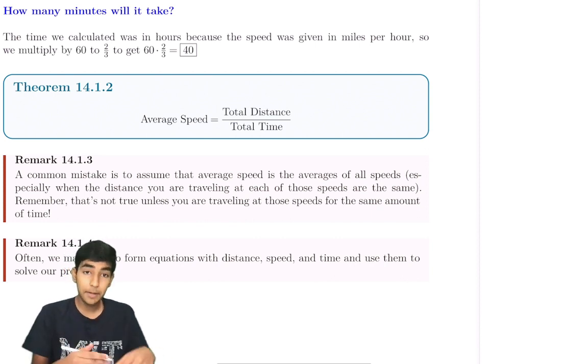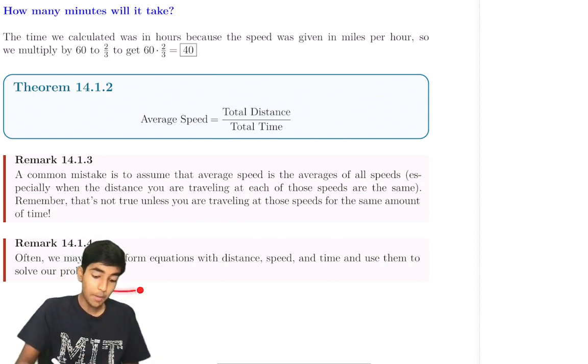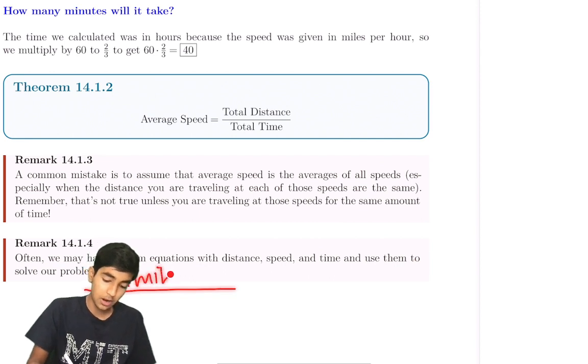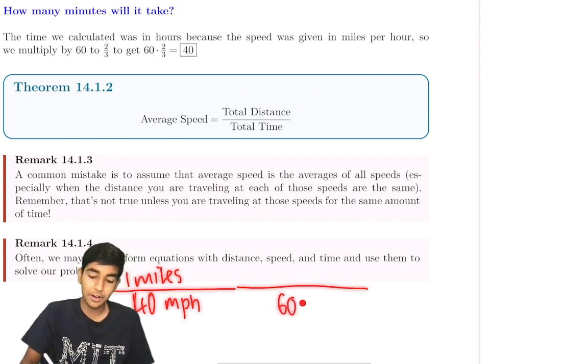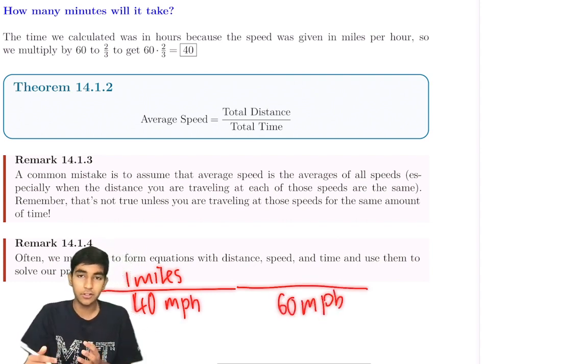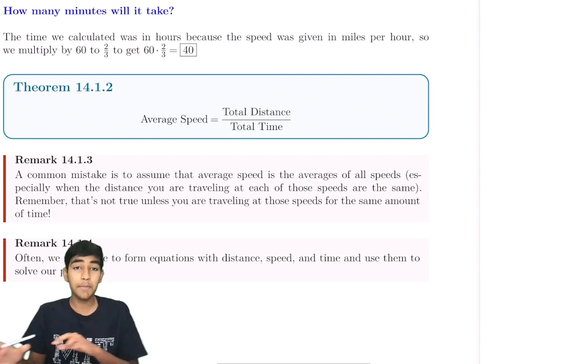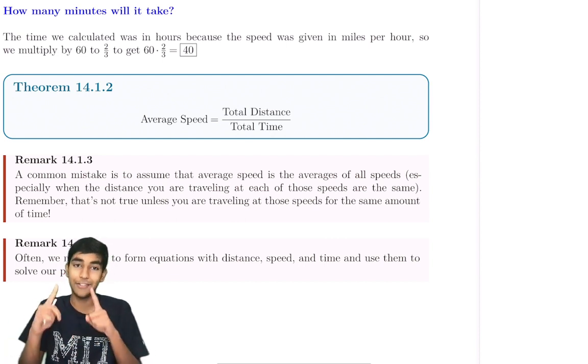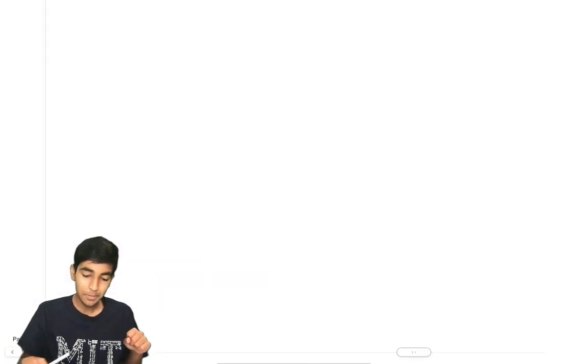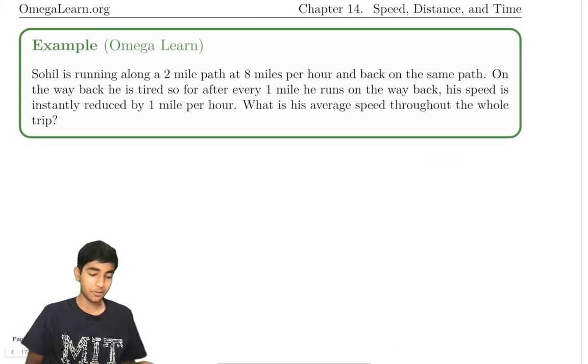But sometimes what happens is that they say for 1 mile, you're going 40 miles per hour, and for another mile, you're going 60 miles per hour. Then you cannot just average 40 plus 60 divided by 2, because the amount of time that each of those journeys takes is different. Let's explore some average speed examples.